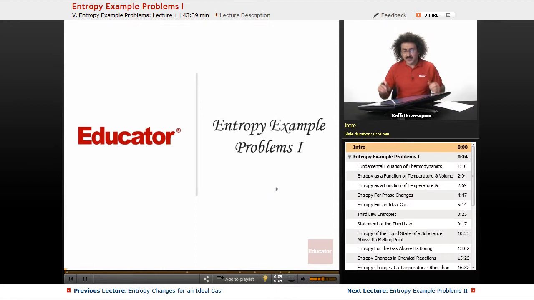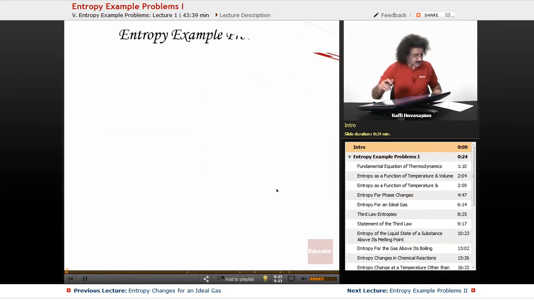So today we're going to start off with our example problems for this particular entropy section. We've done a lot of discussion about entropy, a lot of mathematical derivations, and now we just want to become familiar with doing problems. That's it. So we are going to do a lot of them, just like we did for energy. Let's go ahead and get started.